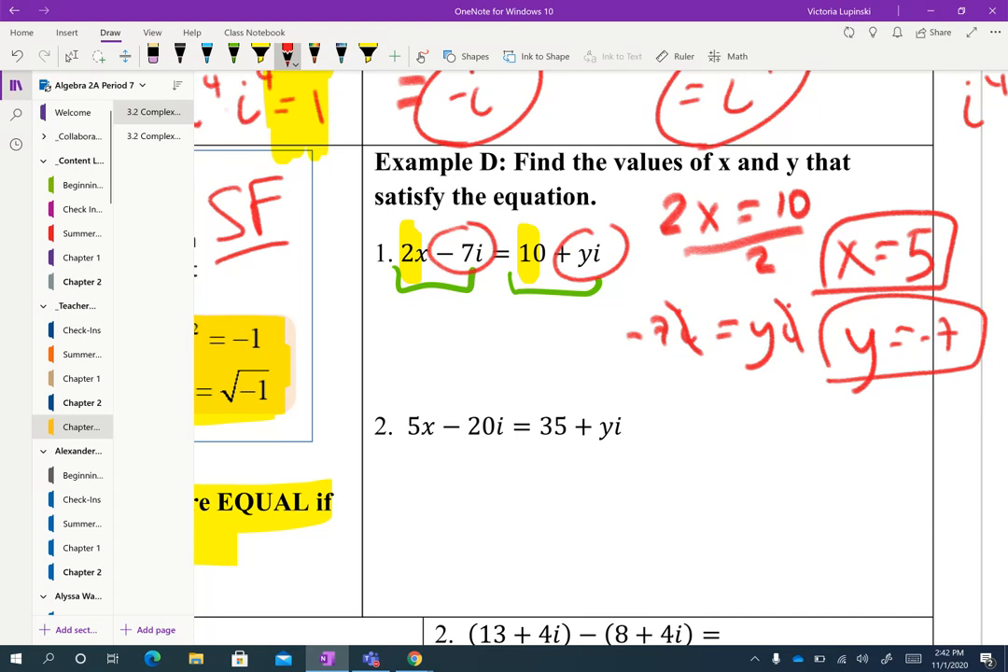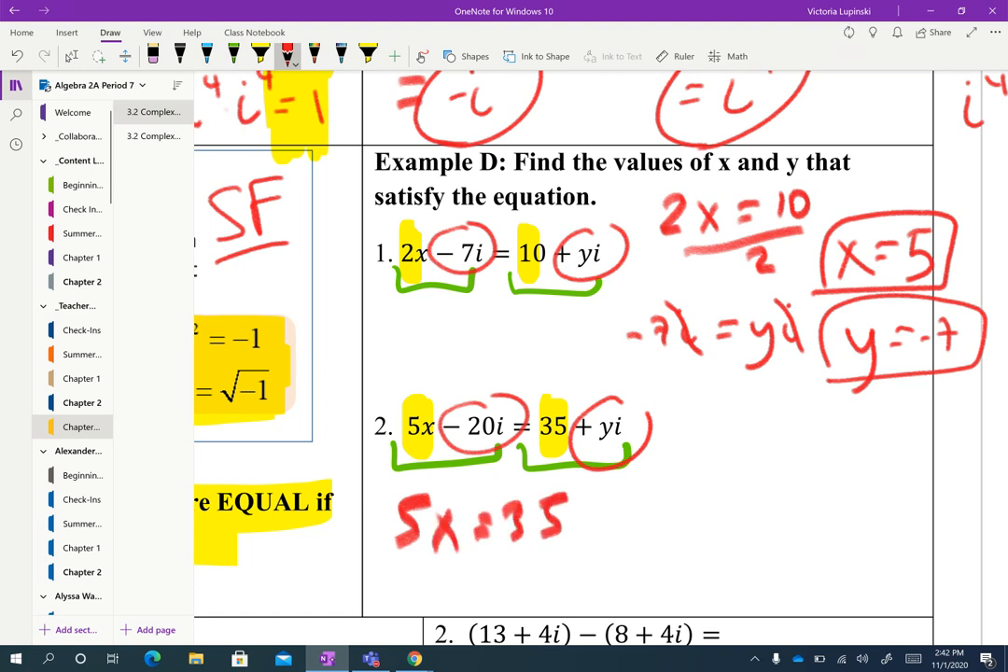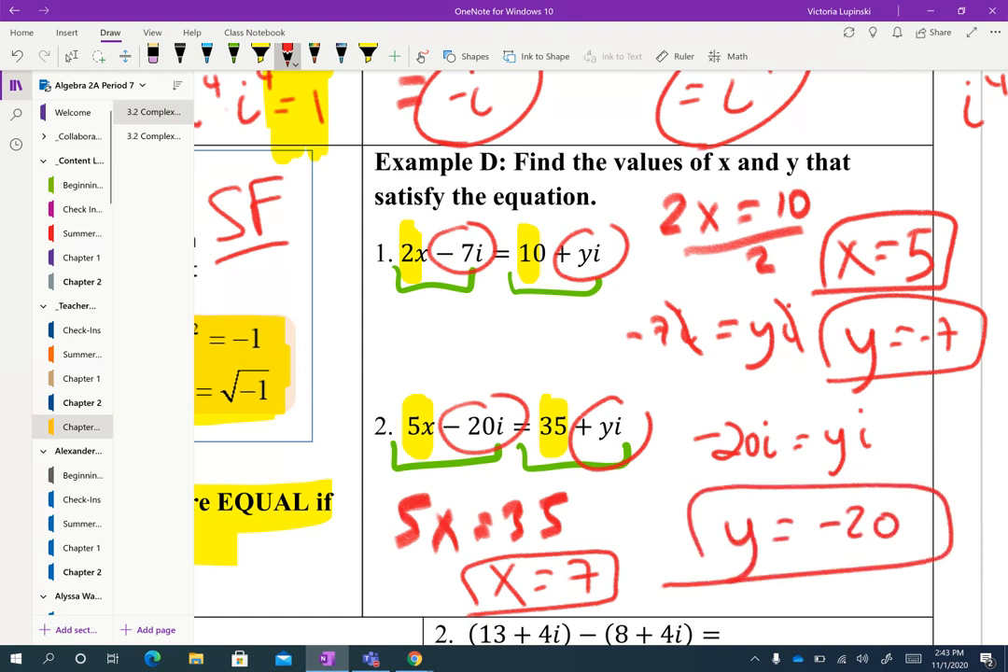But again, what they're trying to tell you here is that you have two complex numbers. The only possible way that they can be equal is if their real parts are equal and if their imaginary parts are equal. So 5x equals 35. That can only be true if x is equal to 7. Negative 20i equals yi. Cancel out the i's, which means that y has to be equal to negative 20.